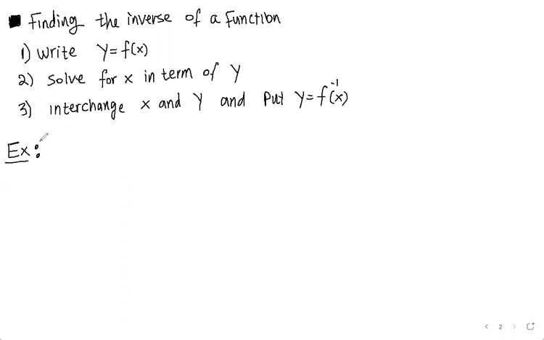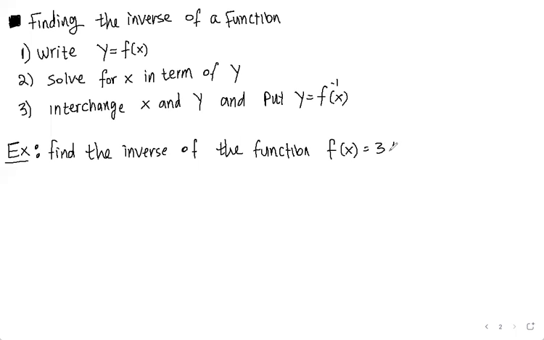So the example is find the inverse of a function f of x equal 3x minus 2. By the way, this function is one-to-one. Why? Because it's linear. This function is linear, so it's a one-to-one function. This means we can find the inverse for this function.